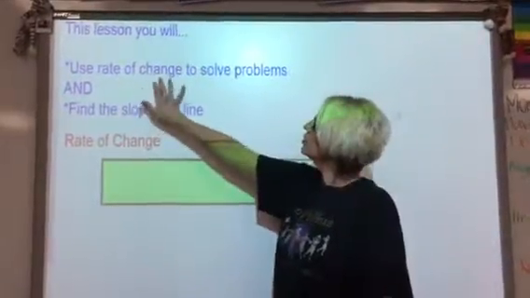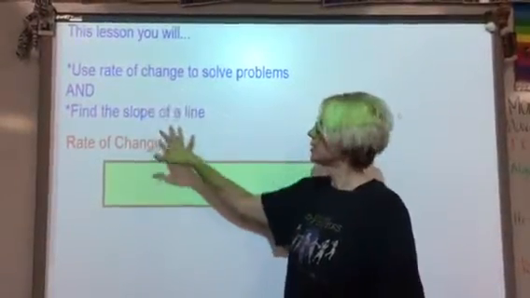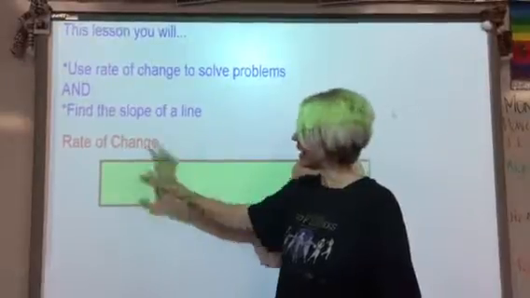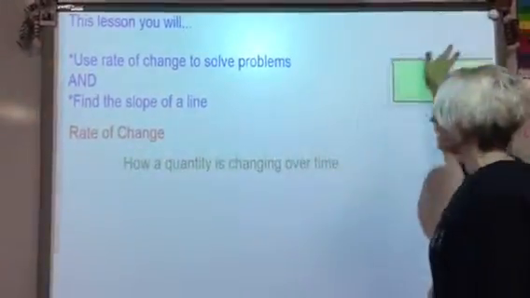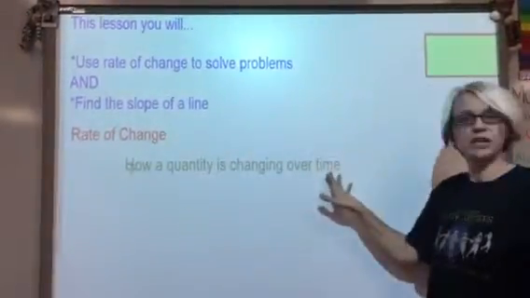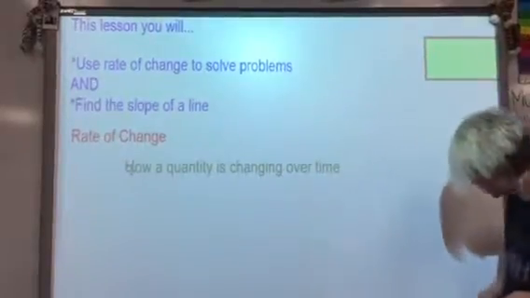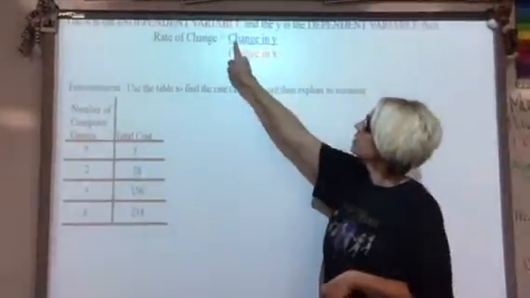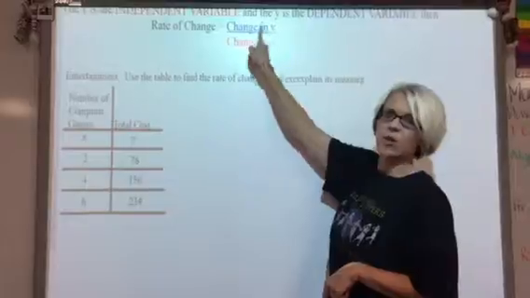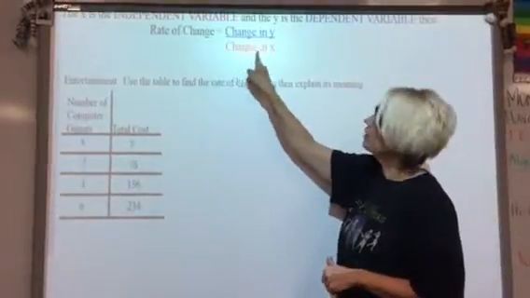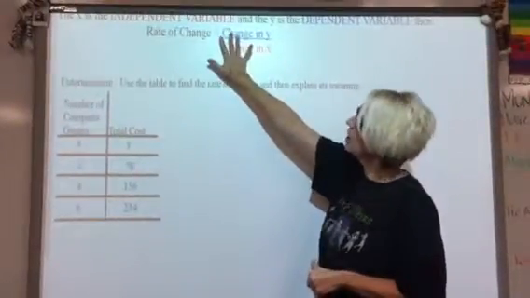In this lesson, you will use rate of change to solve problems, and you'll also find the slope of a line. So first of all, what's rate of change? It is how a quantity is changing over time. And I'm going to give you a formula to use right here. It's going to be the change in y divided by the change in x, and that's going to be our rate of change.